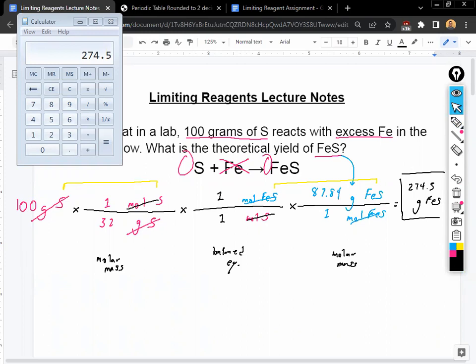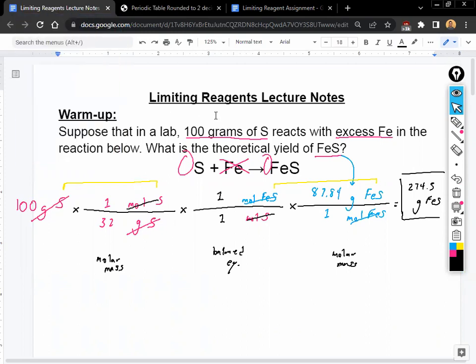Any questions about that one? Hopefully the stoich is pretty easy. Yeah, what's up? Huh? 274.5 grams of FeS. All right, so just make sure you guys have that number down because we're actually going to come back to that in just a bit.